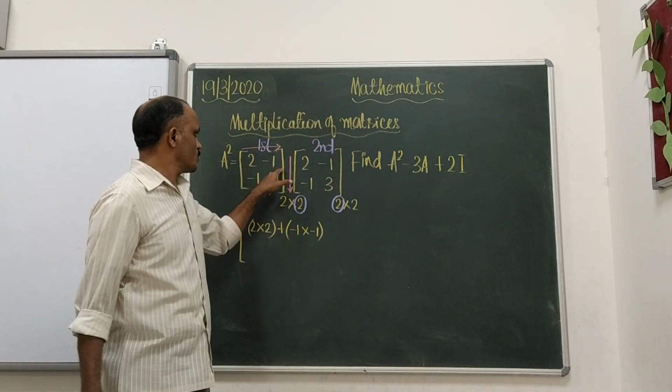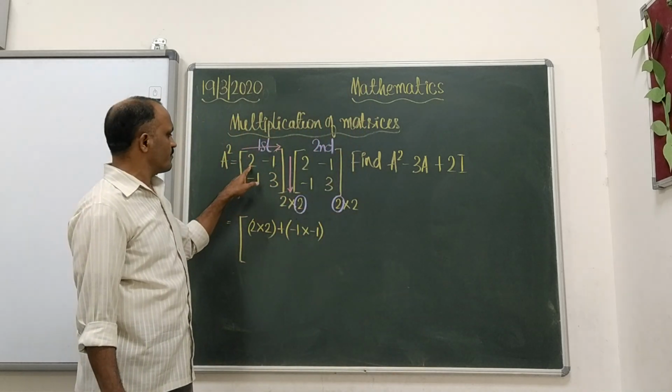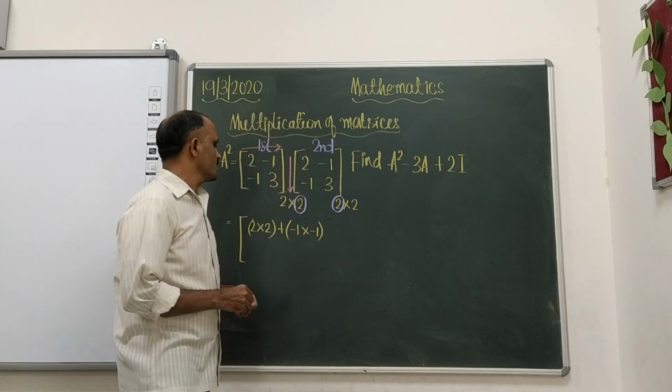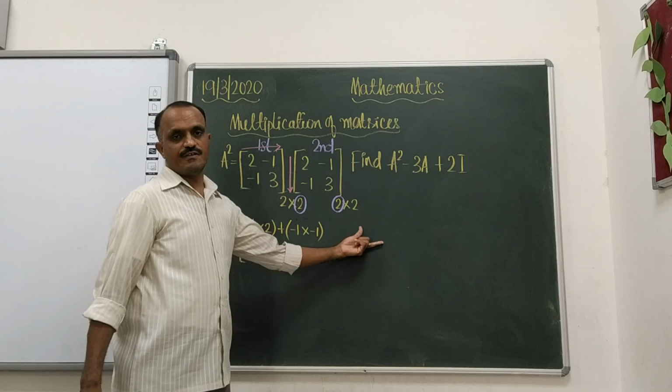Then first row, then second column. Again we follow first row with second column. So that becomes the second element of the first row.